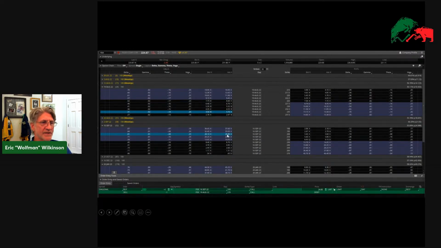But one of the easiest ways to do it is kind of pick your levels. I'm looking at the 200. I know there's probably going to be support there, so I want to buy that number there. And then just look straight across over here. The puts give you a little signal.